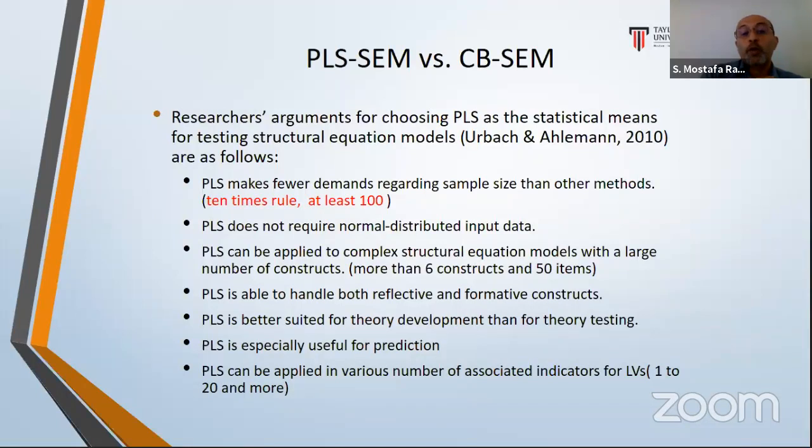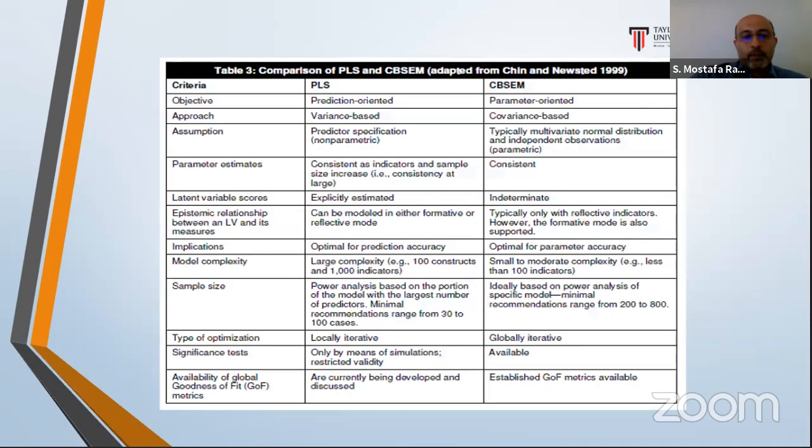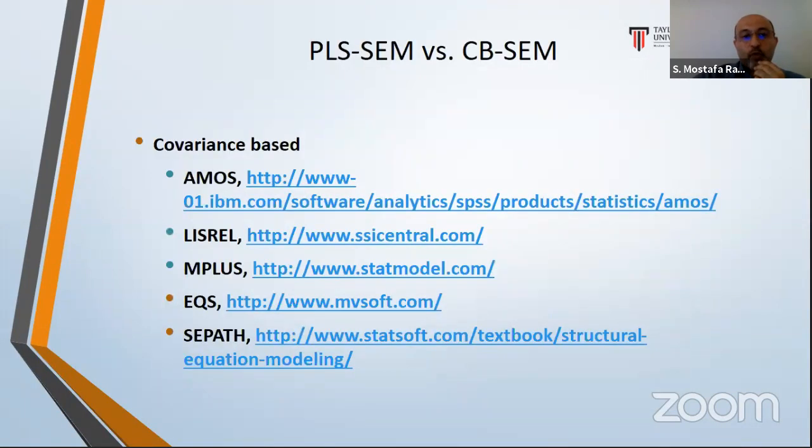It can work with smaller sample sizes, but not based on the 10 times rule. This 10 times rule is no longer acceptable in the literature. But there are some methods to calculate minimum sample size. There is a paper by Kock and Hadaya that discusses two methods to calculate minimum sample size for PLS. So this is the difference between these two and some reasons to apply PLS-SEM compared to covariance-based SEM.